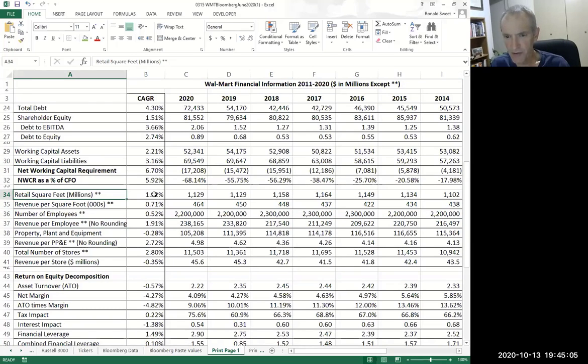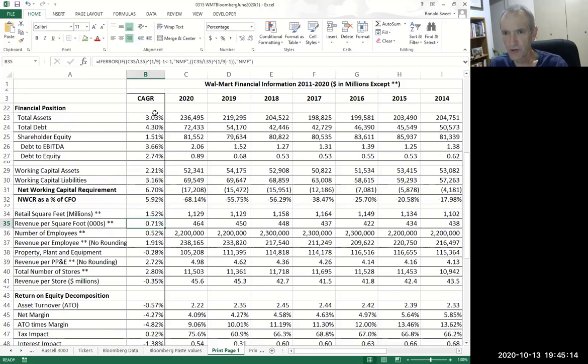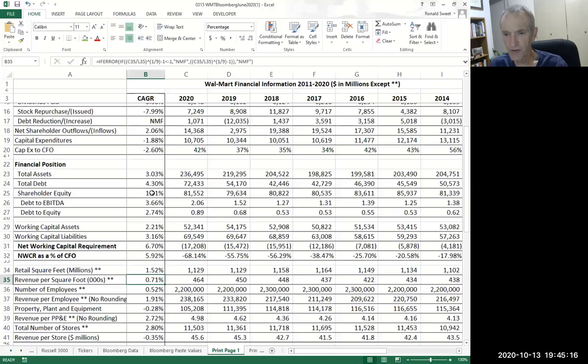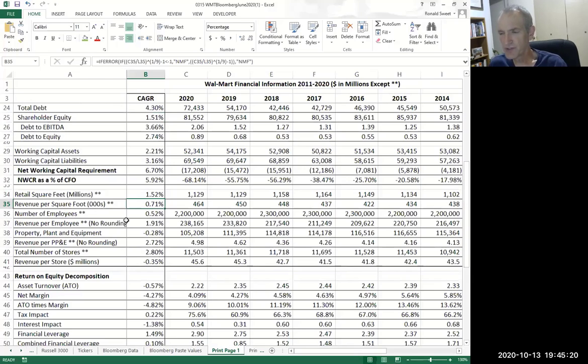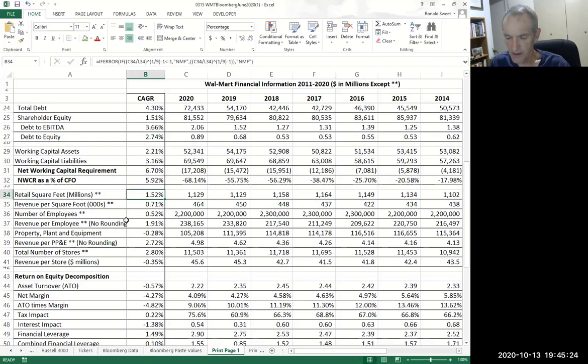But we can see with Walmart, they grew their square feet 1.52%. Their revenue per square foot improved 0.7%. So you look at their 2.4% growth in revenue. A lot of that growth is coming from just adding more buildings, adding more square feet. So very little of their growth in revenue comes from turnover. And think about that line 35.